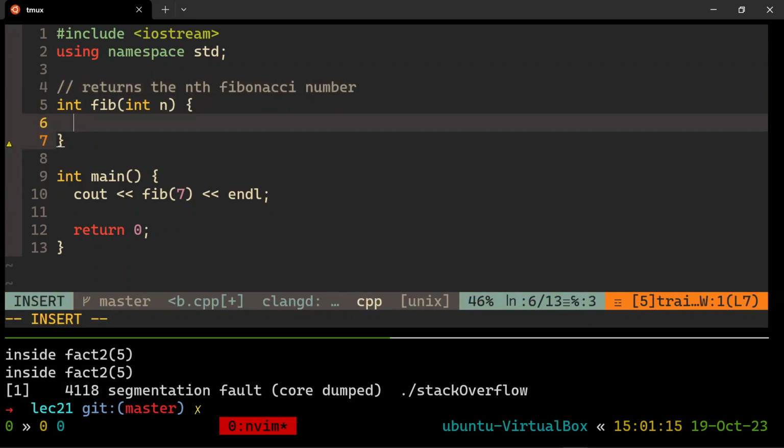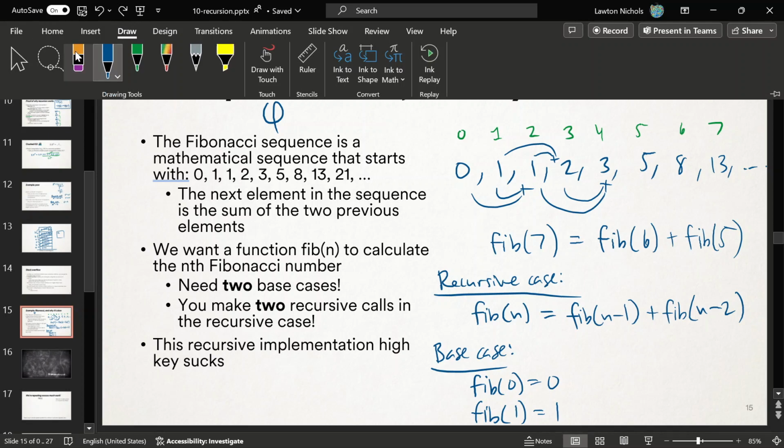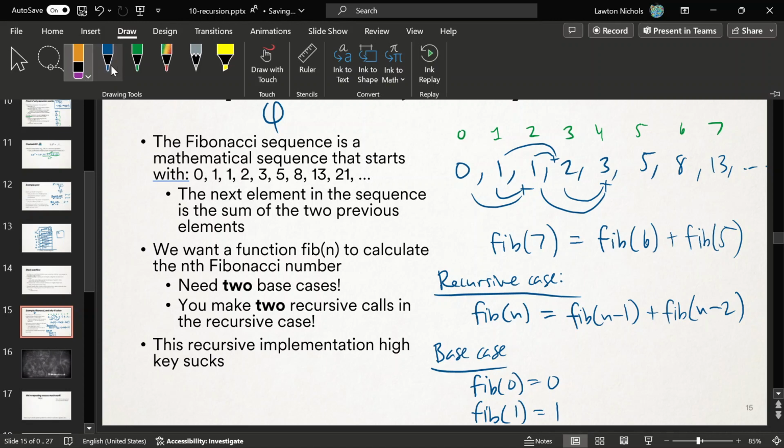All right? And so let's implement these rules. Recursive rule, recursive case, base cases. I should make that plural. It would bother me if I didn't. Sorry. Not one base case, but two. Two of them.